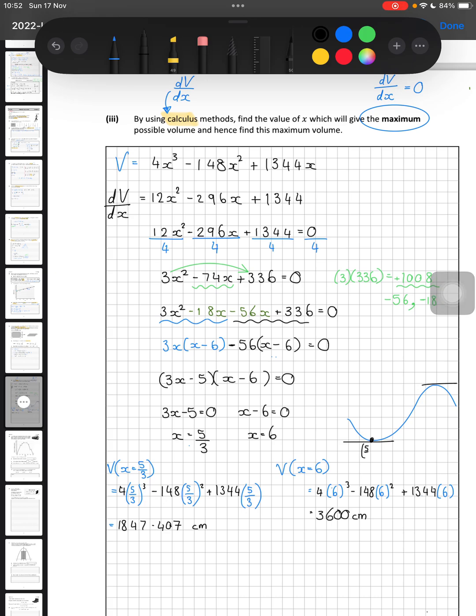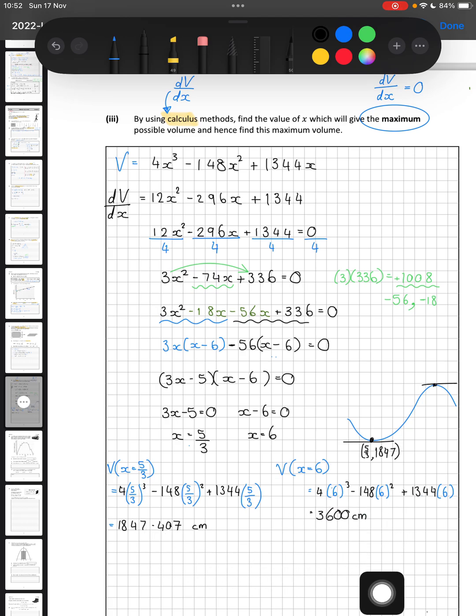What we can see here is this 5 over 3 point was giving me a volume that was the lesser of the volumes. That was lower down. That was a smaller volume. This is the bigger volume. So this must be the max and that must be the min. One is the min, one is the max. So the min is the smaller, the max is the bigger.